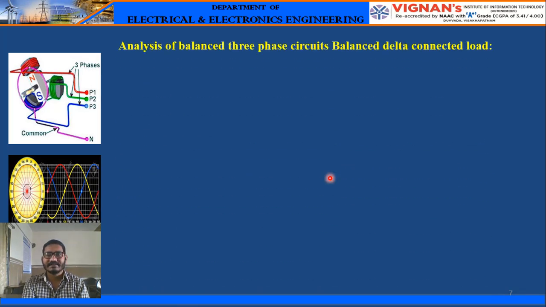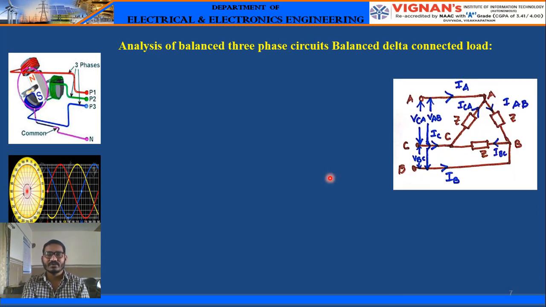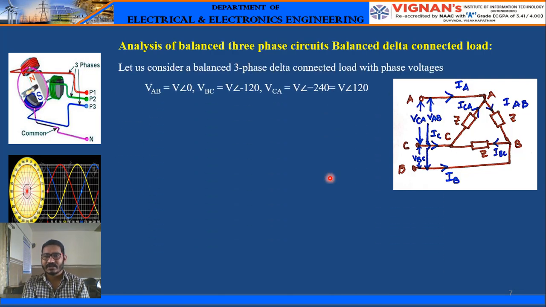Analysis of balanced three-phase circuits under delta connected load. Suppose you get a problem: from the given data, how will we solve it? Now see how we are going to solve the problem in delta connected loads. This is the delta connected load, and the load impedance is Z.